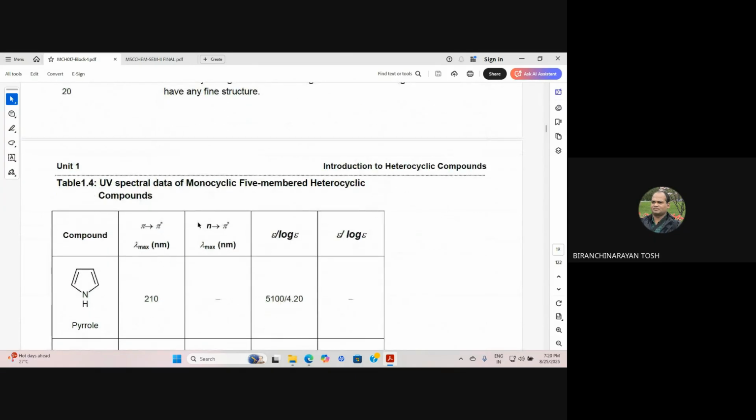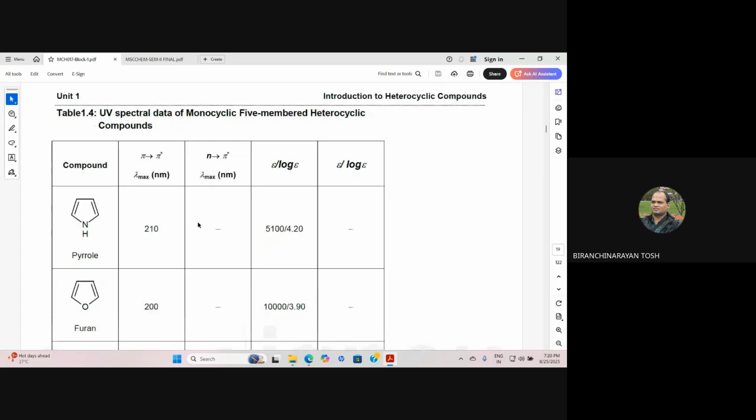Okay, now you can see here the UV spectra of monocyclic 5-membered heterocyclic compounds. In pyrrole (NH), the lone pair which was over nitrogen will now be in the aromatic system and take part in the conjugation, so it is no longer available for n to pi star transition in such a case.